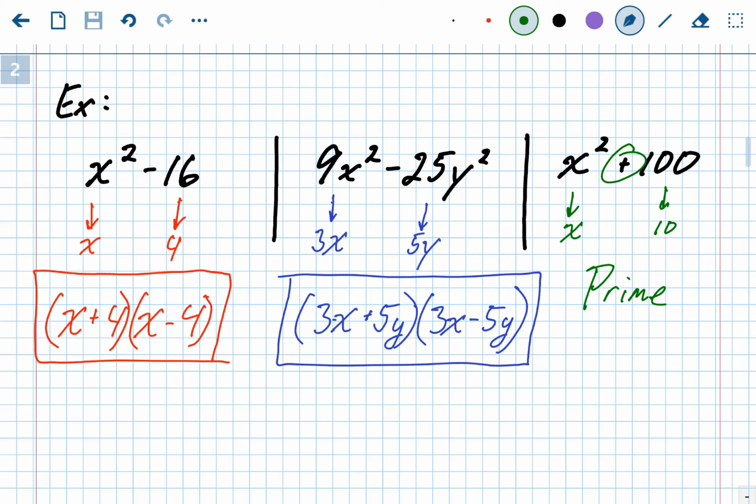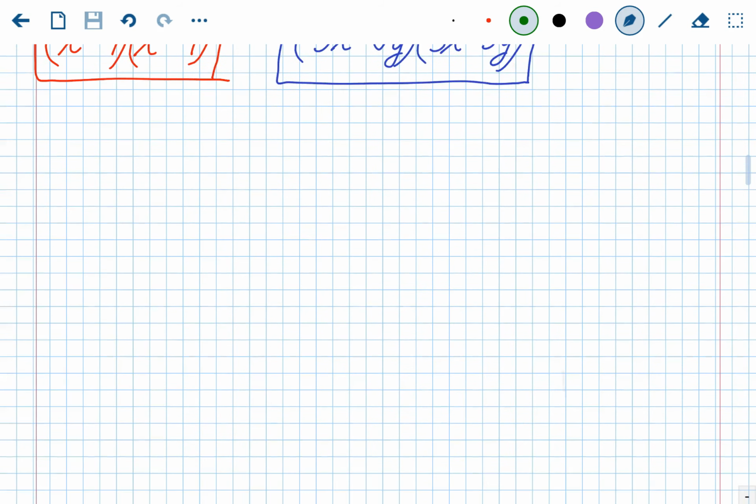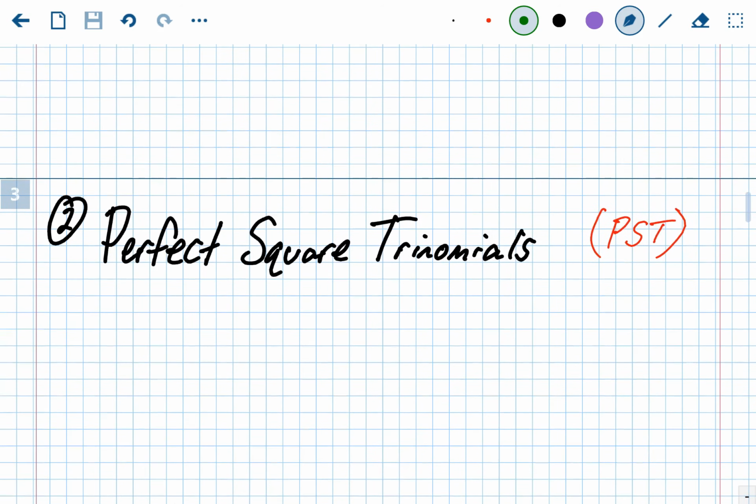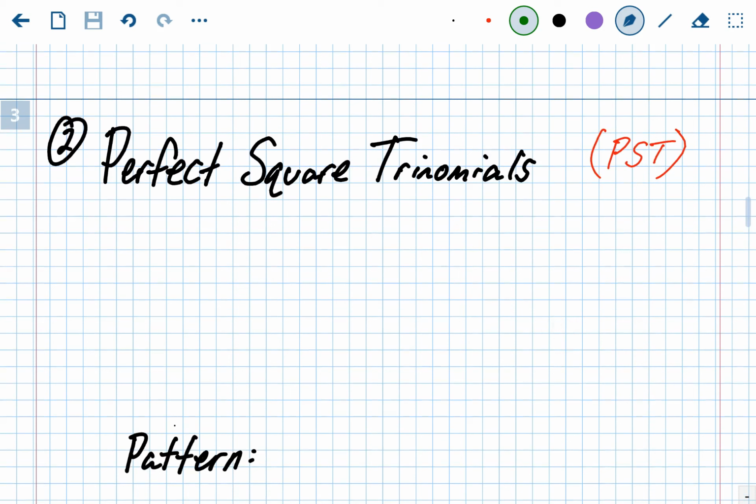So that's a special pattern for two terms, difference of squares. So if you only have two terms, first look for a GCF. Second, see if it's a difference of squares. The second special case is called a perfect square trinomial. We've talked about this a little bit as well. A perfect square trinomial comes from one binomial squared. Okay, but again, we're going to be going backwards when we factor.